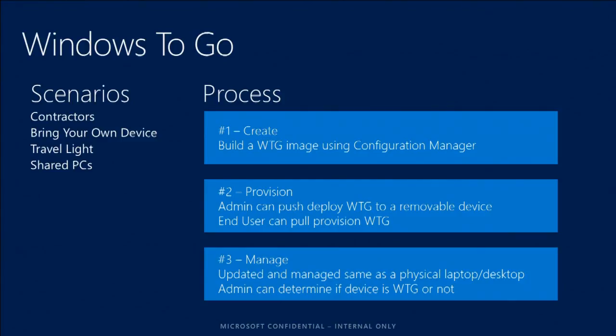What we also do is surface the understanding in the console of which device type it is, very similar to what we had done in the past with virtual images, where we surface that this is a VDI guest. What we have is a flag that tells you it's a Windows To Go device.